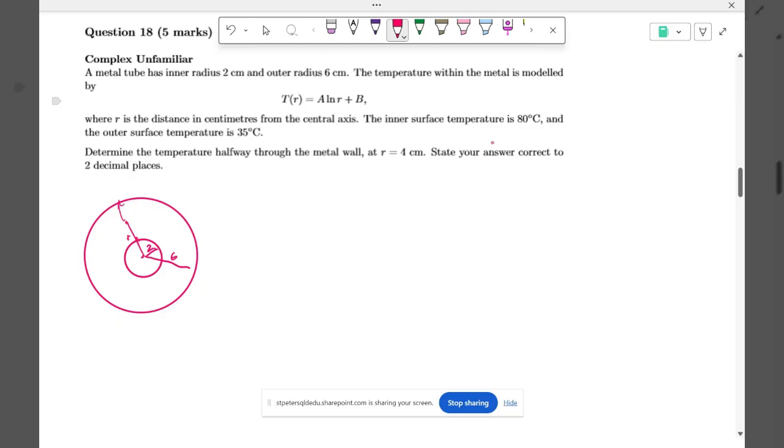The inner surface, let's write out the rule. The temperature in terms of the radius is A times the natural log of whatever the radius is plus B.